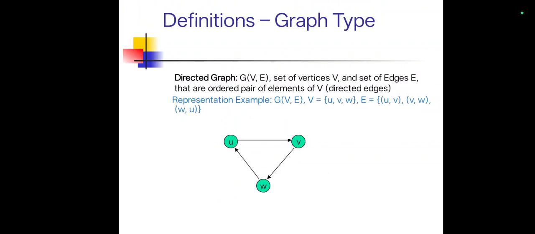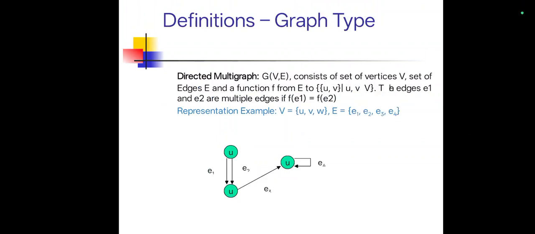Directed graph. G equals (V, E), a set of vertices V and a set of edges E that are ordered pairs of elements of V, are directed edges. Representation example: G equals (V, E), V equals {U, V, W} is the set of all vertices, E equals {UV, VW, WU} are the arcs of the graph.